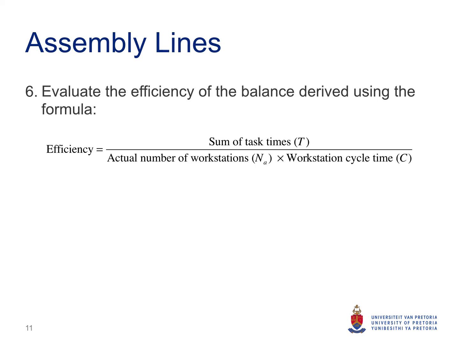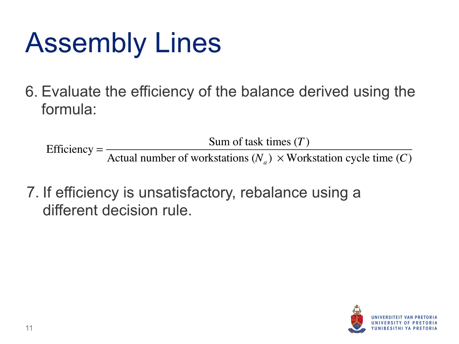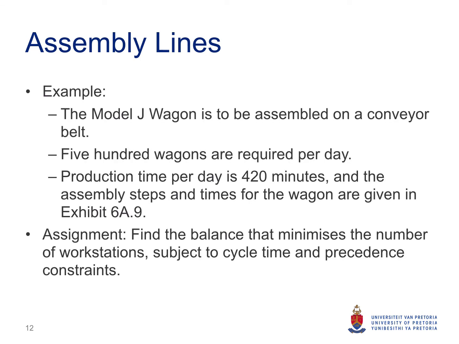Step 6. Calculate the efficiency of the balance by dividing the sum of the task times by the product of the number of workstations and the workstation cycle time. Step 7. If the result is not satisfactory, change the decision rules and rebalance. Let us look at an example to illustrate the method.